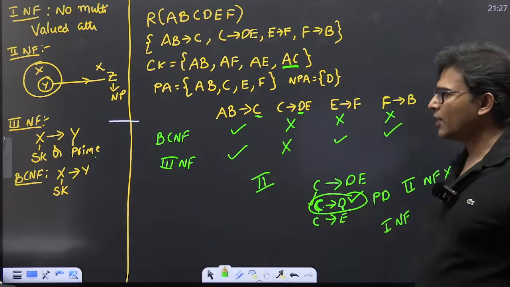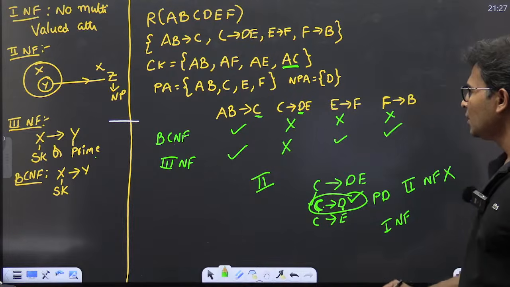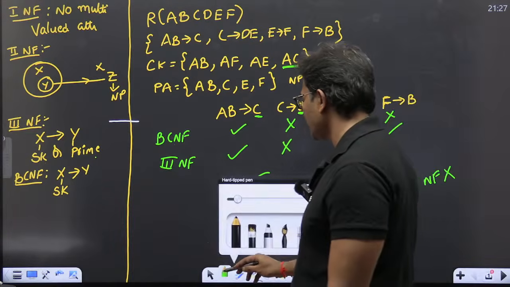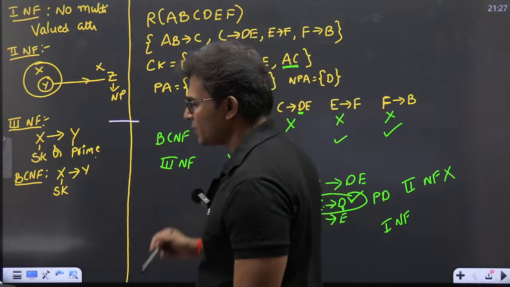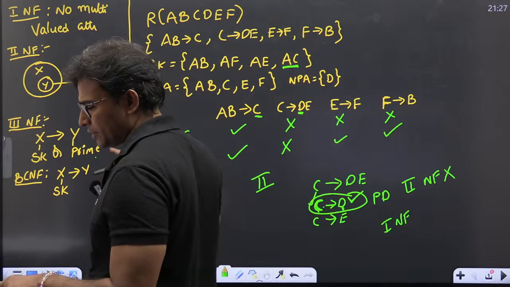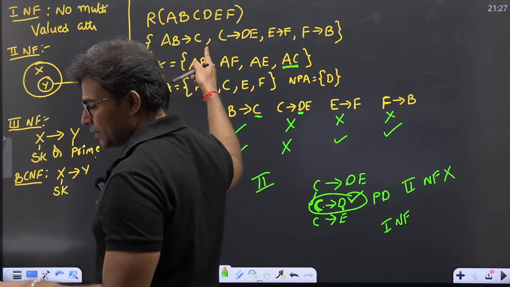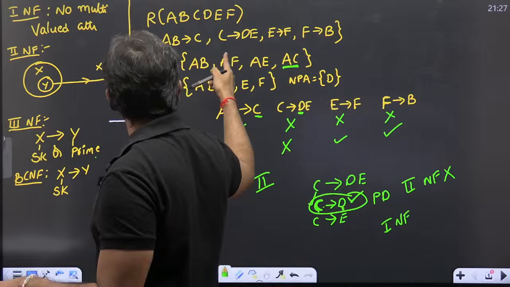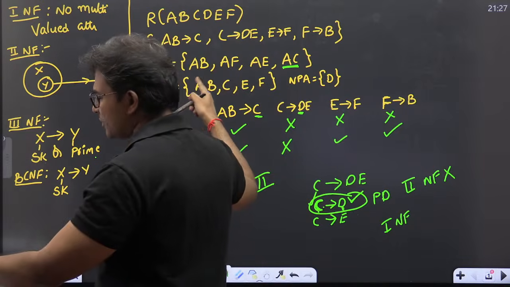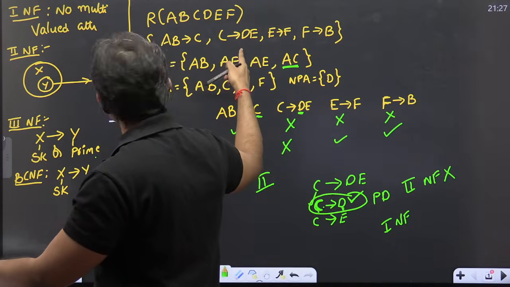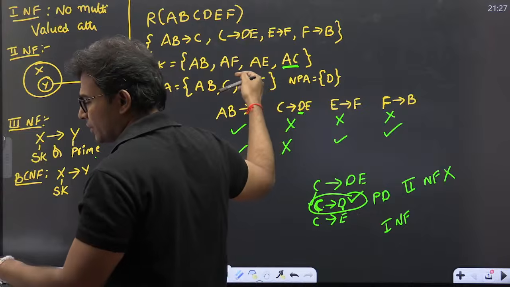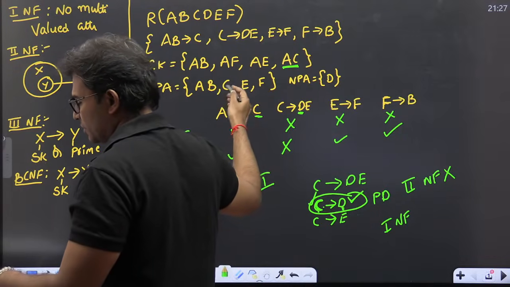Okay, fine. I'll give you one question. You solve it. Let me just remember what the previous question is. AB determines C, C determines D, E determines F, F determines B.